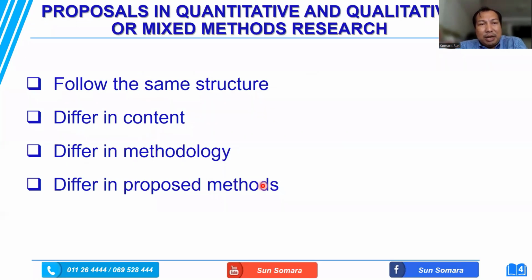Next, we can talk about proposals in quantitative, qualitative, or mixed method research. As you know, there are three different types of research method. Quantitative is about something numeric in nature. Qualitative is research that focuses on description or narrative and so on. Mixed method means combining both quantitative and qualitative together. So there are three types of research.